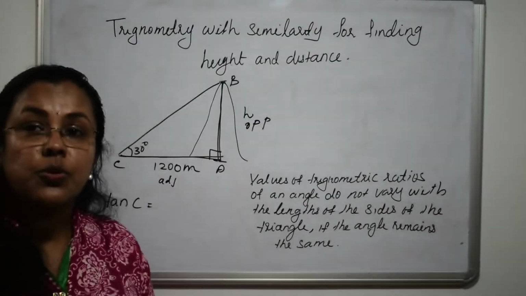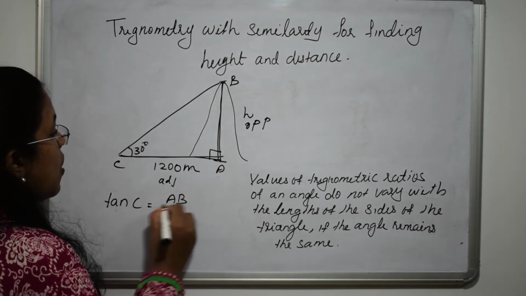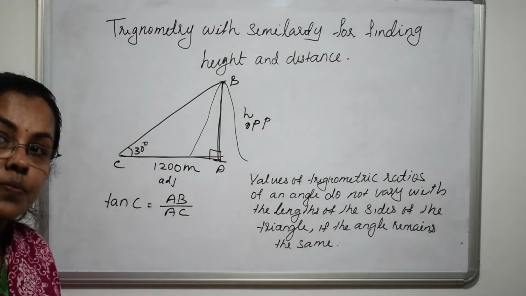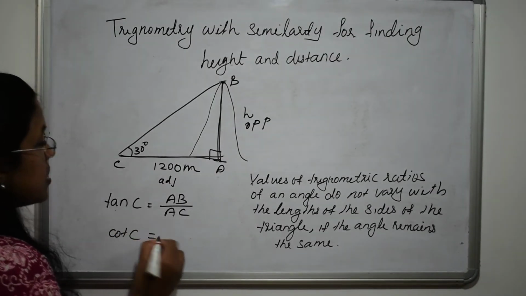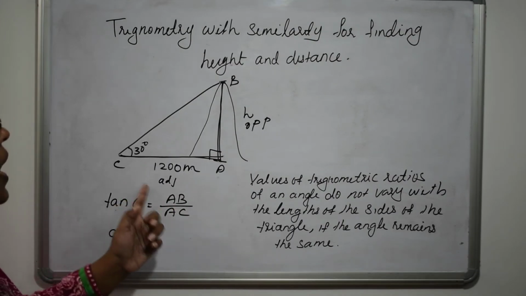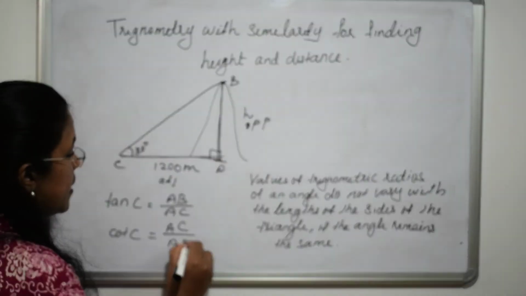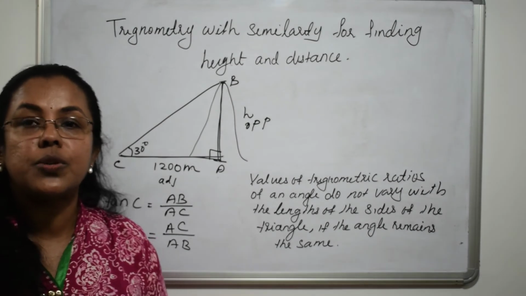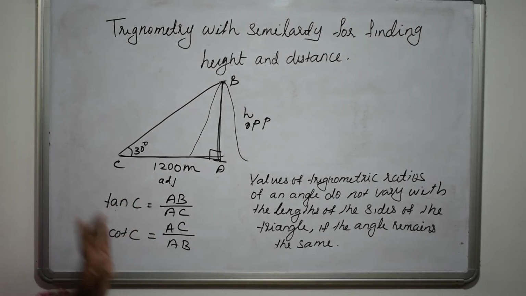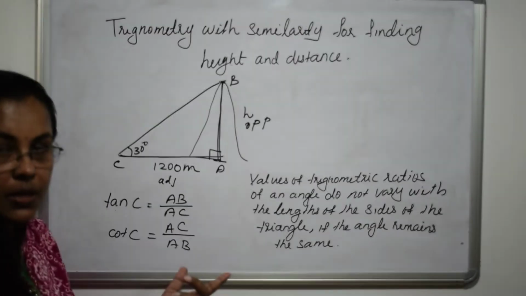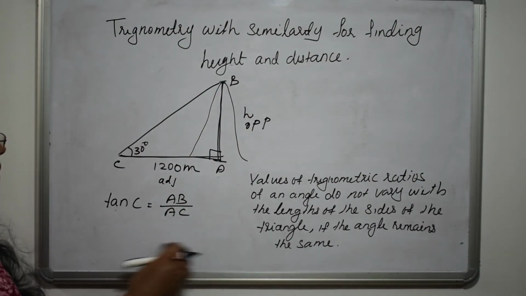Two ratios are there. tan C is AB upon AC, or we can use cot C also, it depends on you. What is cot C? Reciprocal of tan C, adjacent side by opposite side, that is AC upon AB. We can use either of the ratios to calculate it. Now what is C? 30 degrees. I am taking tan C. Both are right, but I am taking tan C due to the limitation of space.